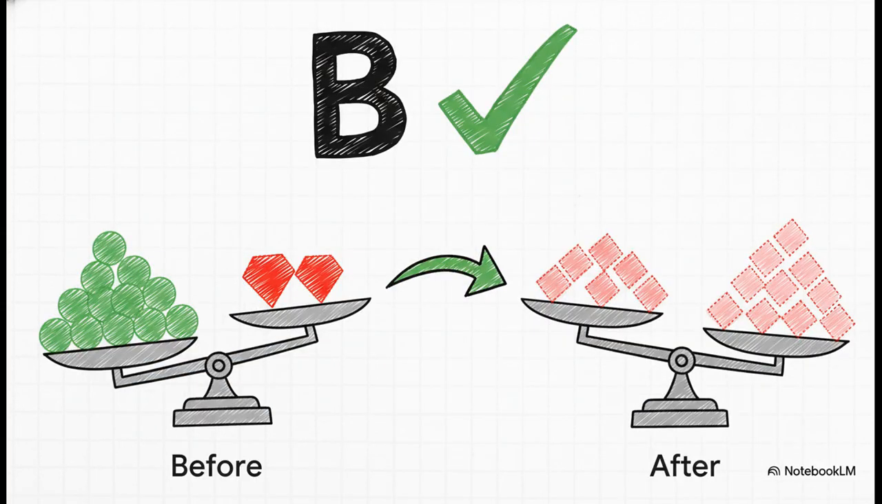And the answer is B, SMOTE. The keyword here is imbalanced. Remember, SMOTE is so powerful because it doesn't just copy the few examples you have. It creates new synthetic fraud samples, which helps balance the dataset and forces your model to actually pay attention.